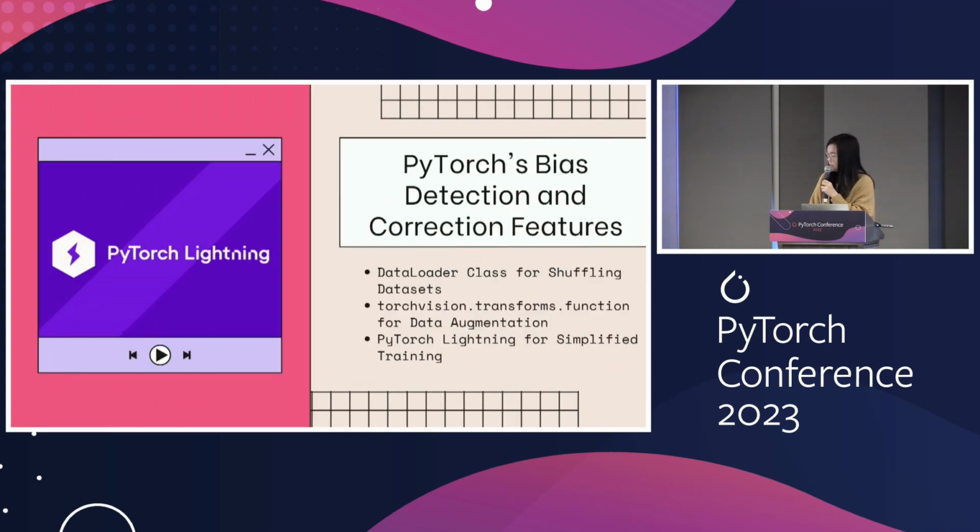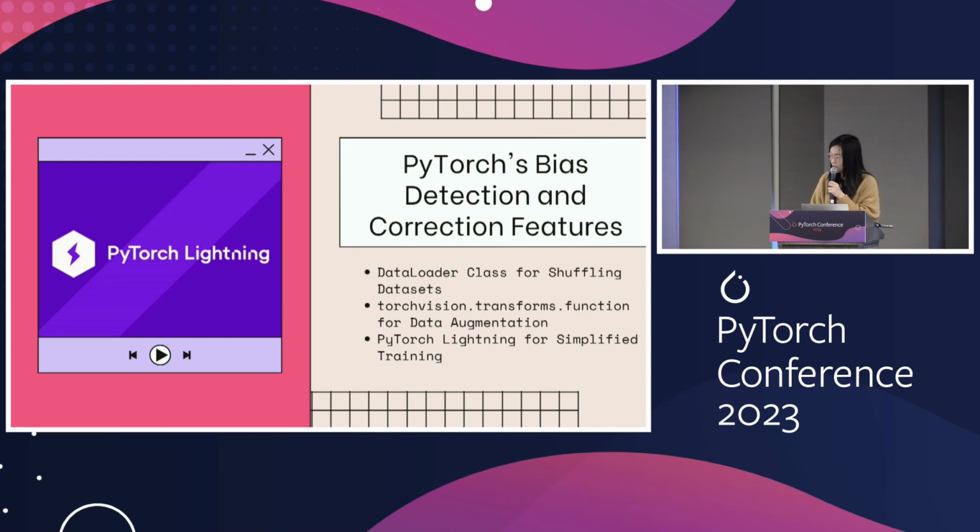PyTorch equips us with several different things that allow us to mitigate these biases. First, I'd like to talk about the DataLoader class, which randomizes your input data. You can shuffle it and eliminate order-based bias, which happens a lot in some models and is often overlooked.